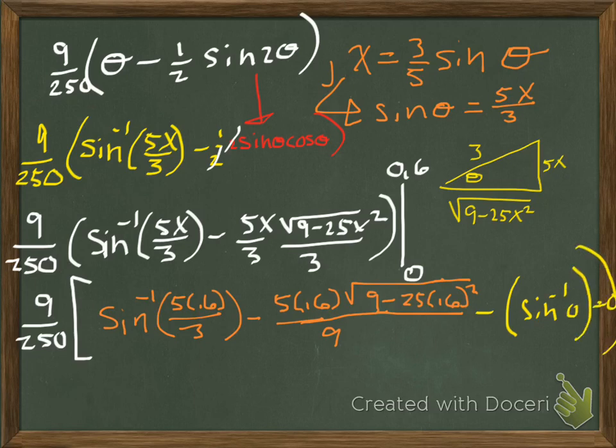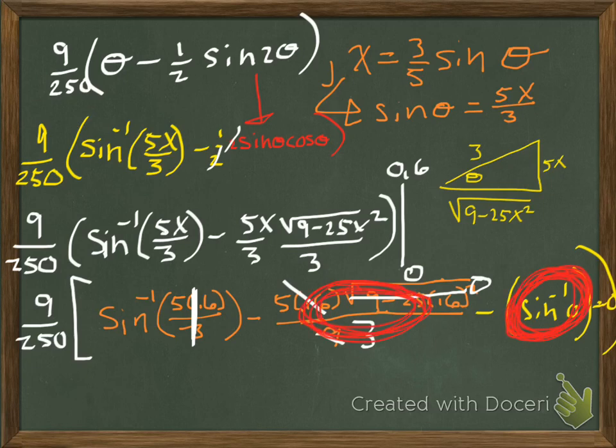Zeros are killers. Now some interesting things happen. If you don't believe me, check it. Do 5 times 0.6 divided by 3, you're going to get 1. Do 9 minus 25 times 0.6 squared, you're going to get none. That's what's going on here. So that term is 0, really 0, and so is that one, because the sine inverse of 0 is 0.